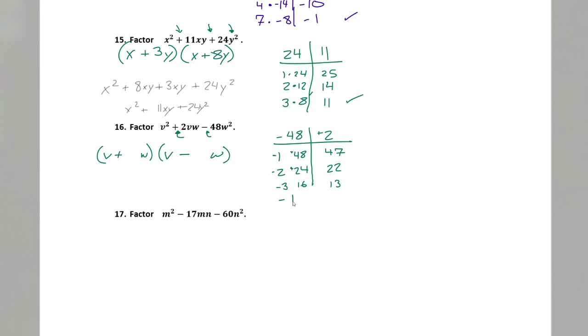Negative 4, 12. Add those together, get 8, closer. And then we have negative 6 times 8. Add those together, get 2. So here are our factors. So we'll have v minus 6w and v plus 8w. We multiply those together, get this as your solution, so our solution is correct.